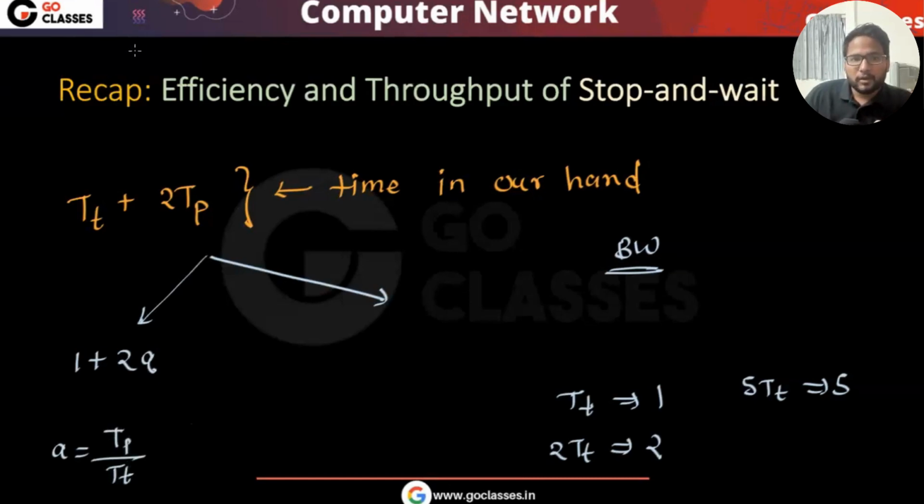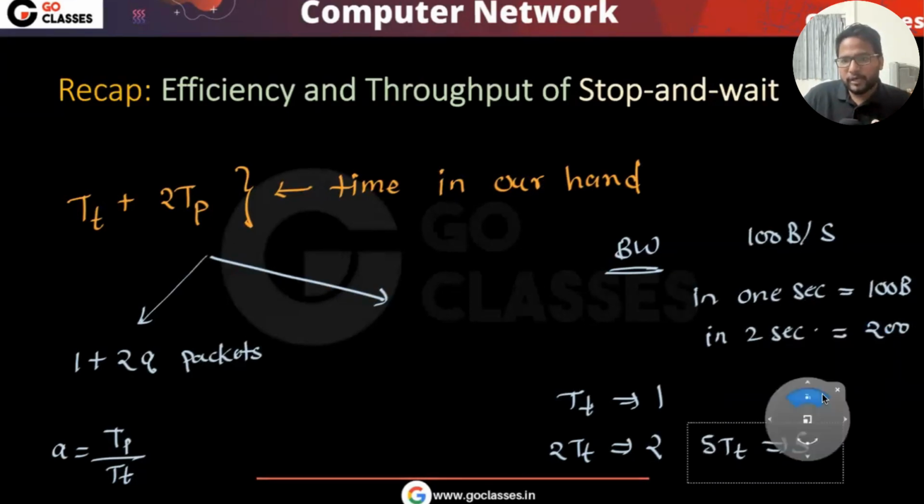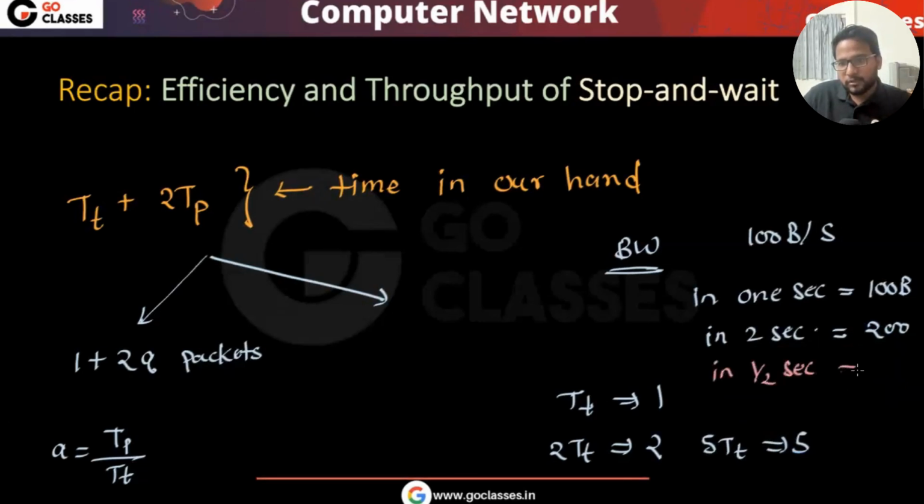Coming to the next thing, which is how many bytes you can send. These are the packets. If the bandwidth is BW, how many bytes can you send? Let's suppose the bandwidth is 100 bytes per second. If I ask in 1 second, how many bytes can you send? Maximum you can send 100 bytes. In 2 seconds, you can send 200 bytes. In half a second, you can send 50 bytes, and so on. That's what we have already discussed.